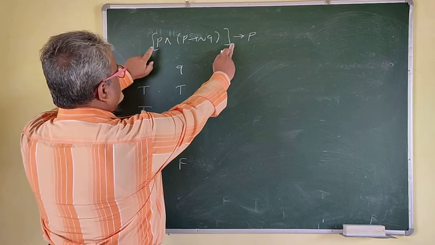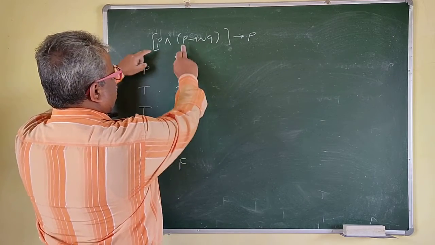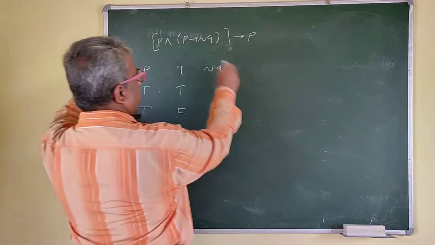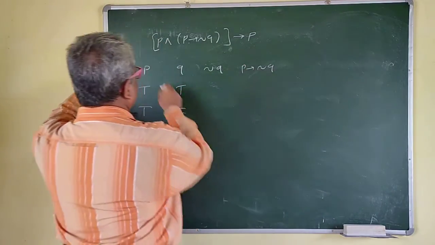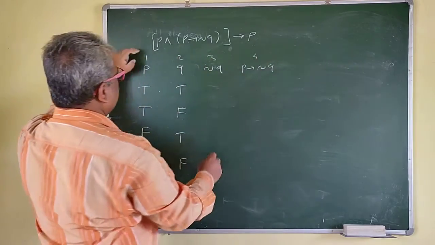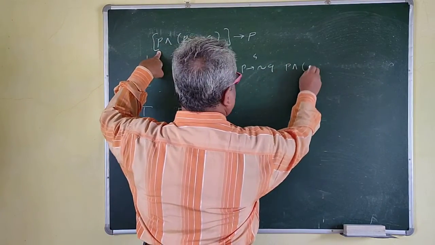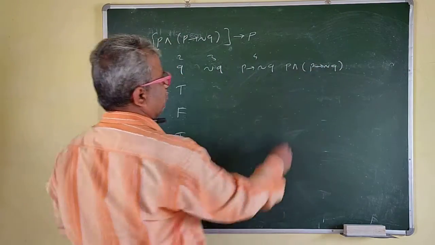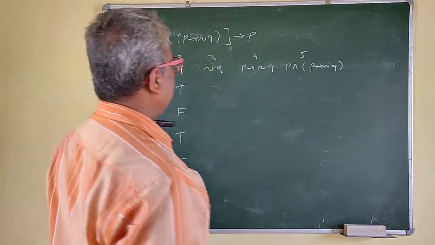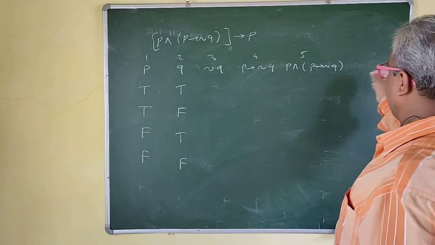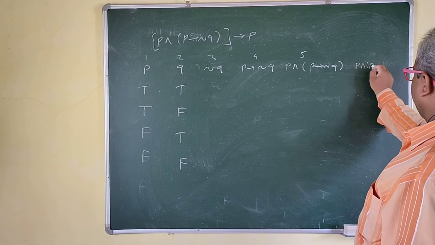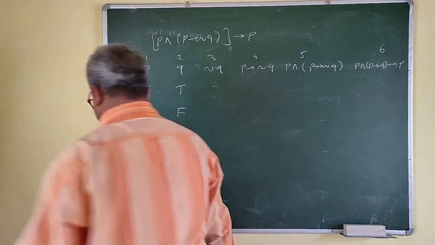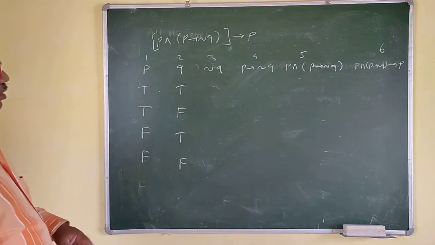Now first we'll complete this bracket. We need the negation Q. Then P implies negation Q. So we'll write here columns 1, 2, 3, 4. Then P and (P implies negation Q) is your fifth column, right? And then the whole expression, the bracket implies P, is your column number 6. It is better to write the column numbers.